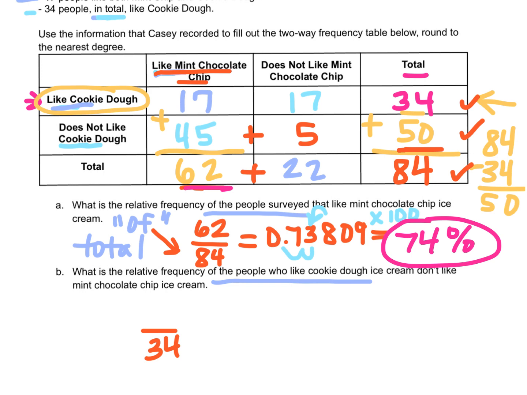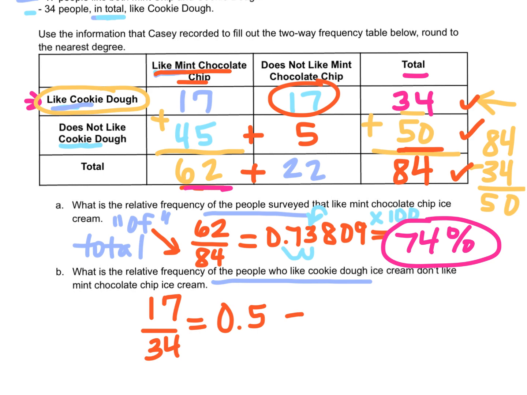Now, I'm only focused on that horizontal part of the graph. I want to know the ones who don't like mint chocolate chip. So that would be this value right here. 17 of them don't like mint chocolate chip. Okay, and then we would grab our calculator and do 17 divided by 34, which is 0.5.